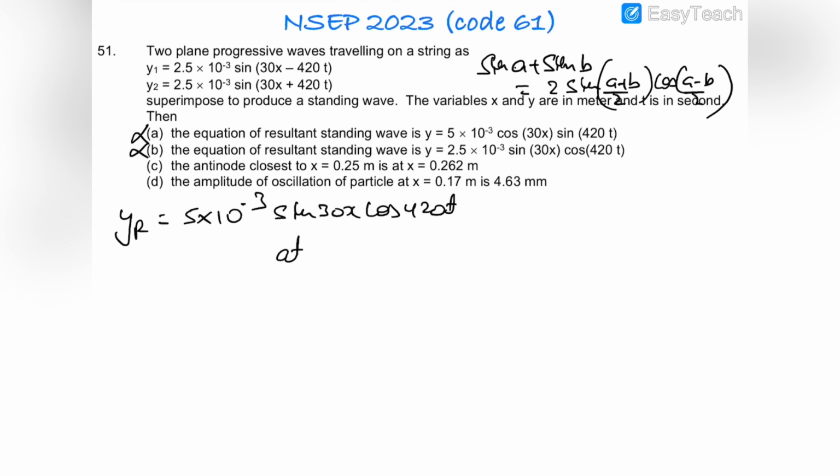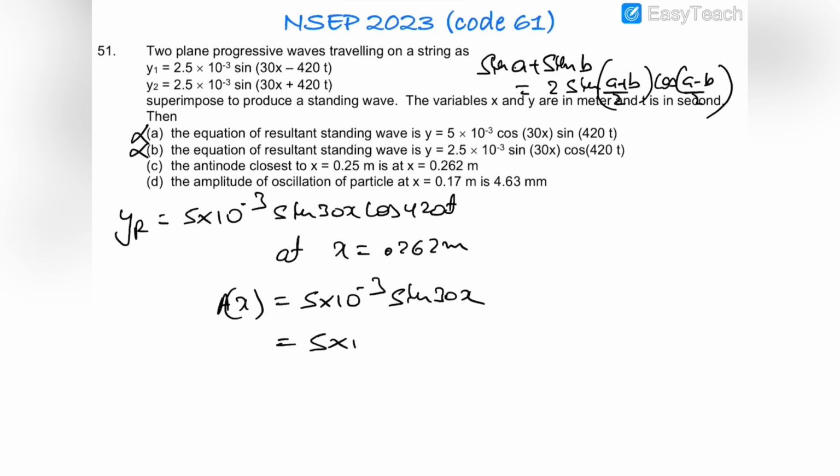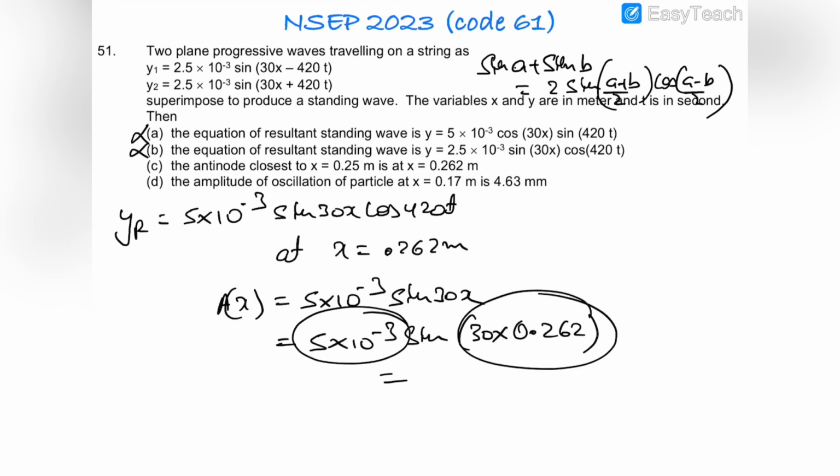And at x is equal to 0.262 meters, we can say that the amplitude as a function of x is 5 into 10 raised to power minus 3 sine 30x. So 5 into 10 raised to power minus 3 sine 30 into 0.262 is approximately equal to 1 odd multiple of pi by 2. So we can say that this would be 1. So this is 5 into 10 raised to power minus 3. So this is an antinode.